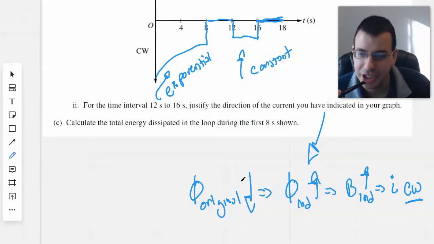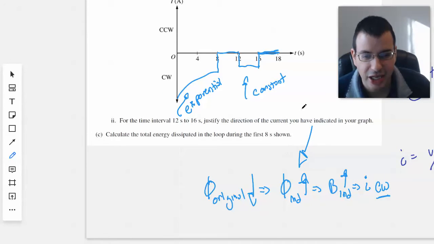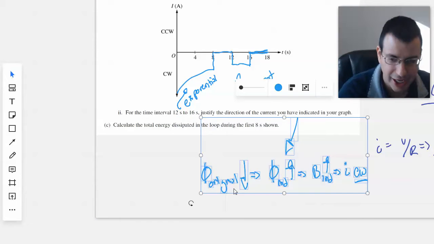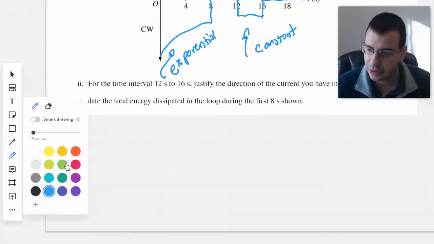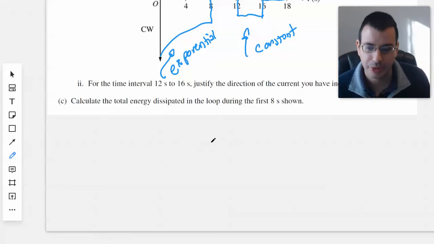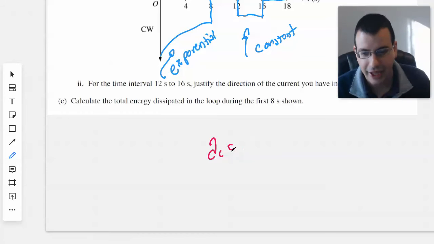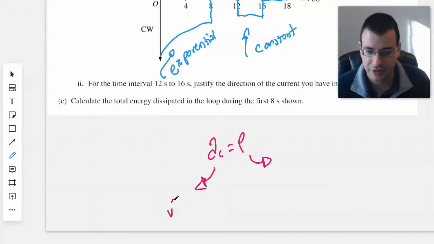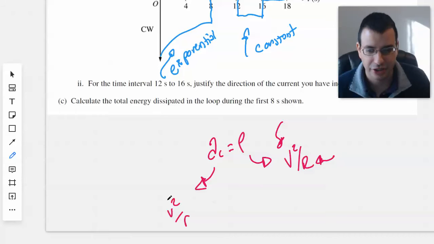Calculate the total energy dissipated in the loop during the first 8 seconds as shown. Okay, so now this is power. One of the mnemonics that I like is centripetal acceleration equals electrical power. And the way I justify that is centripetal acceleration is v squared over r, and power is also v squared over r. Except this is voltage over resistance, and this is velocity over radius.